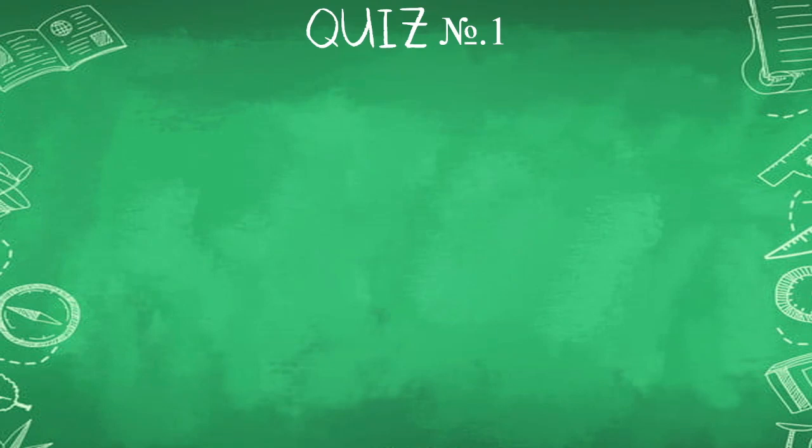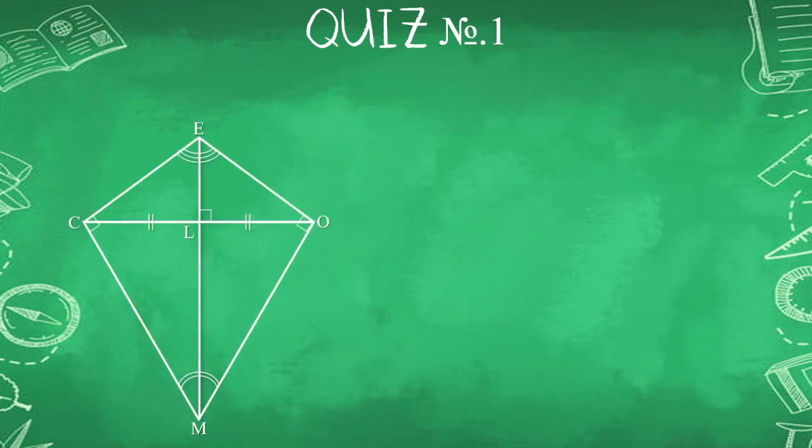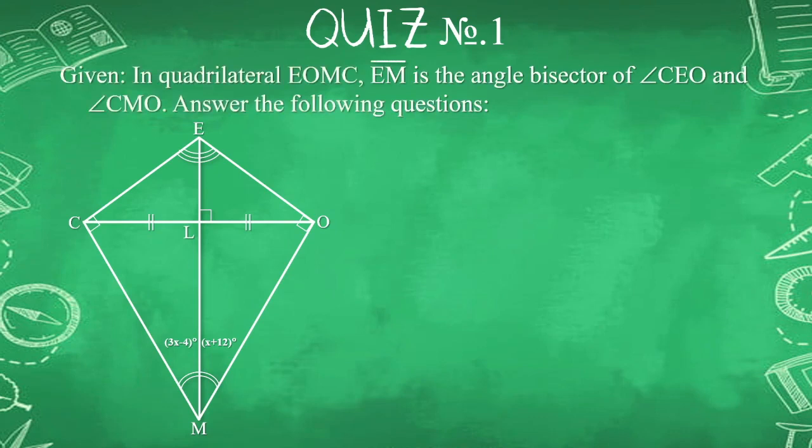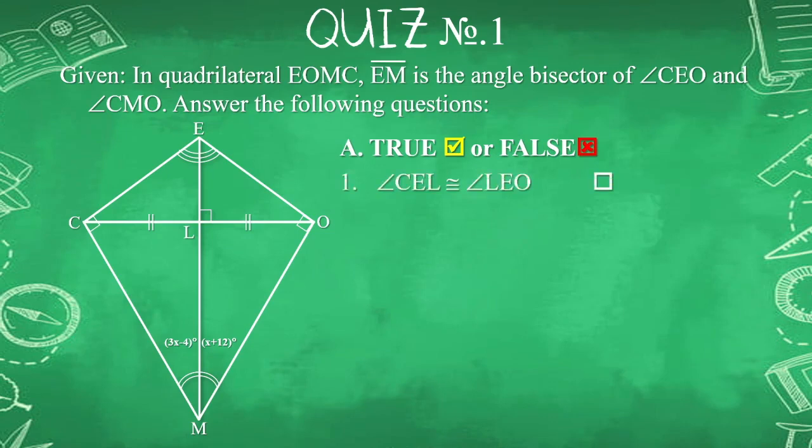For quiz number 1, in quadrilateral EOMC, segment EM is the angle bisector of angle CEO and angle CMO. Letter A. Answer the following as true or false by writing a check or X mark on your paper. Number 1. Angle CEL is congruent to angle LEO. Number 2. Angle CEM is congruent to angle MEO.